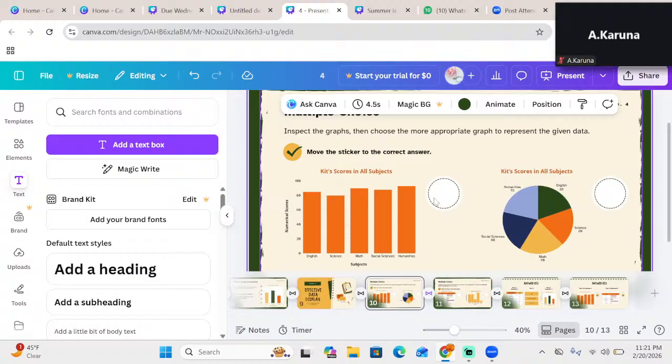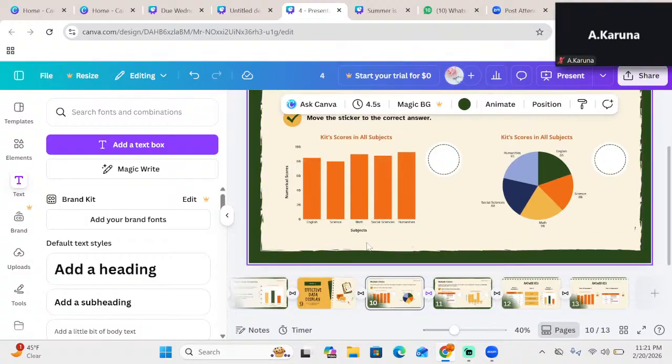Well, here it's saying move the stickers to the correct answer. Kitty scores in all subjects. Here it's showing us in each class how much Kitty scored. This is the score, and this is each class, right? So in social studies, she got 88. In humanities, she got 93. In math, she got 90. So these are the scores.